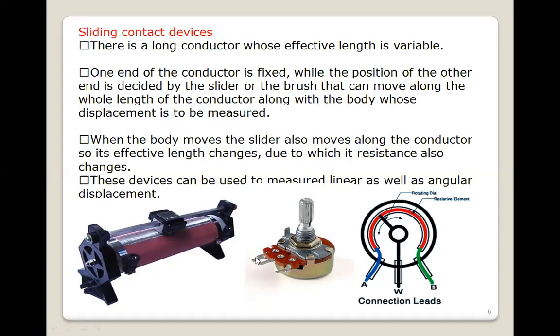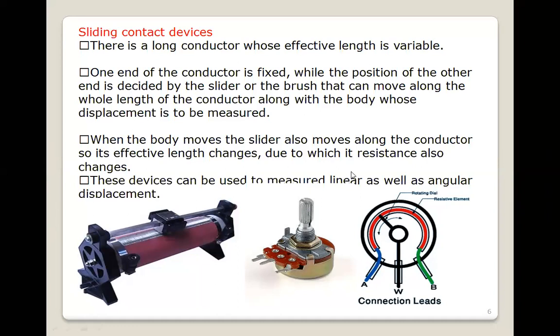Between the last two terminals there is a fixed resistance, and between the first and middle terminals there is a variable resistance, which varies by turning this pot. In the internal diagram, using the variable pot there is a rotating dial that changes the position of the contact with the resistive element. So this type of variable resistance is called a sliding contact type of variable resistance.